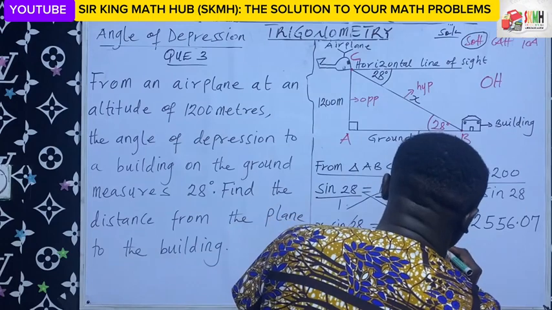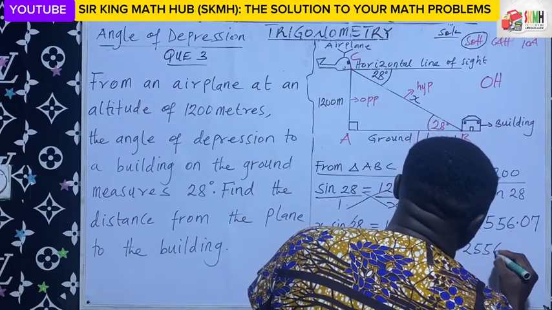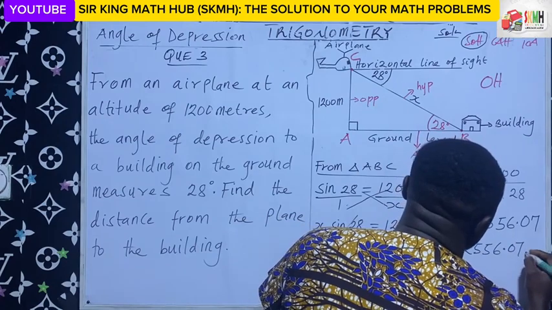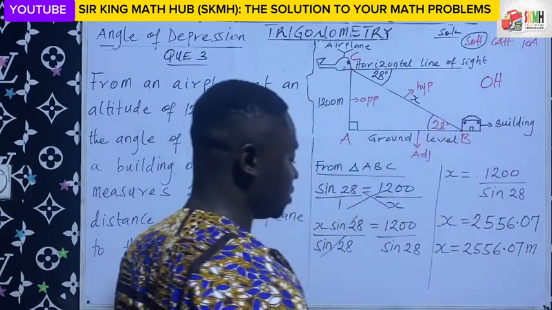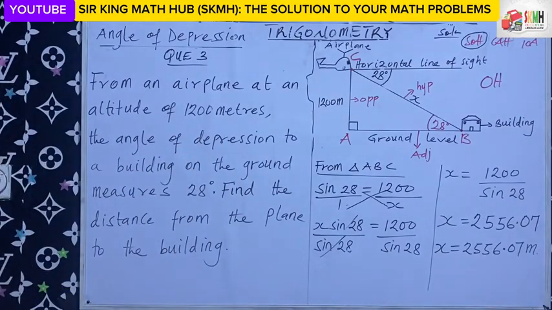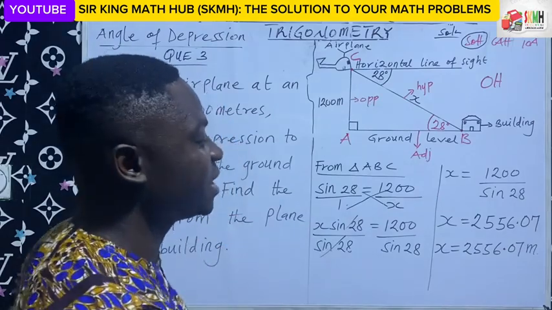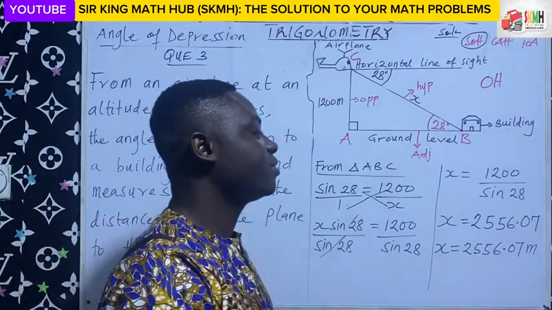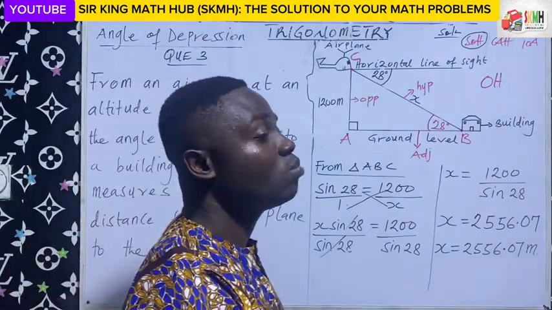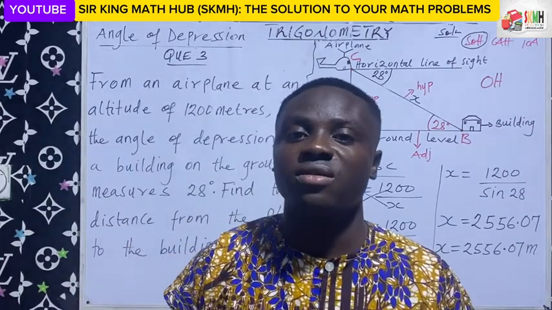So in conclusion, x is equal to 2556.07 meters. Hence, the distance from the plane to the building measures 2,556.07 meters.